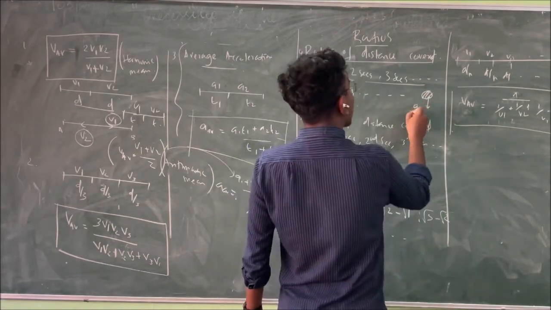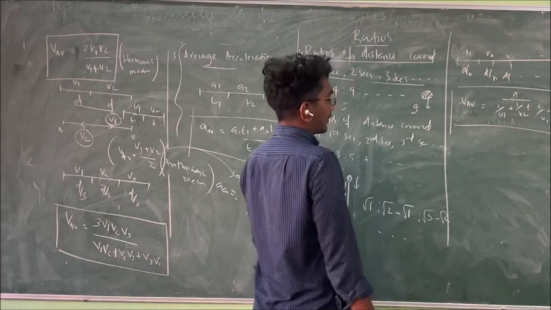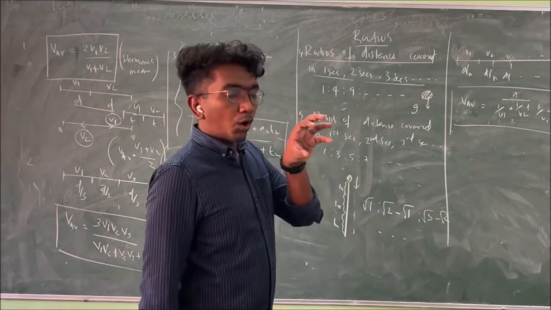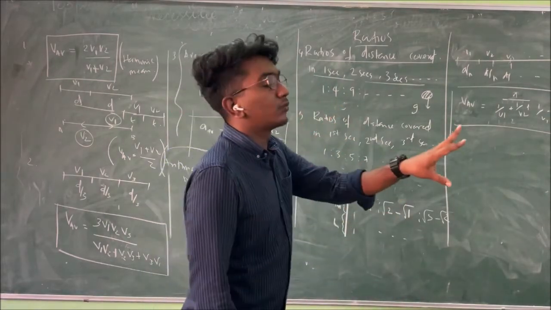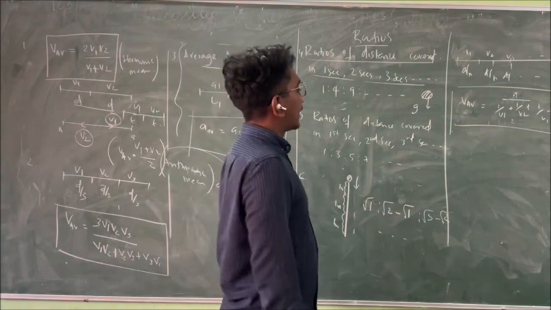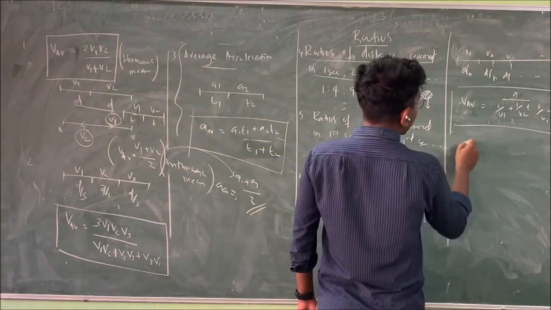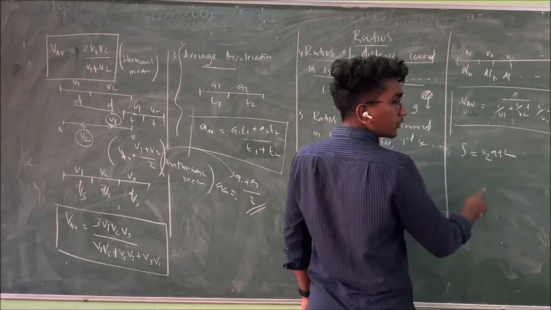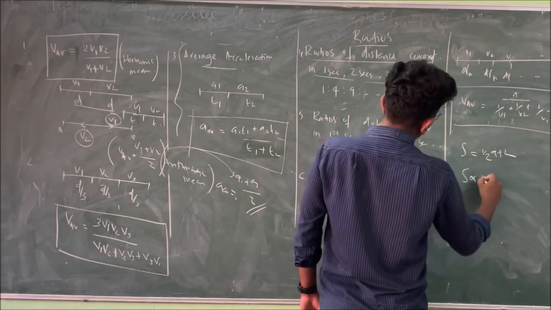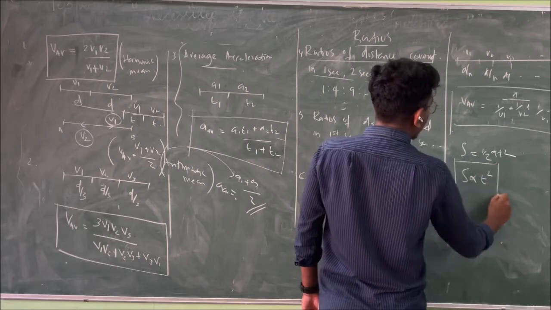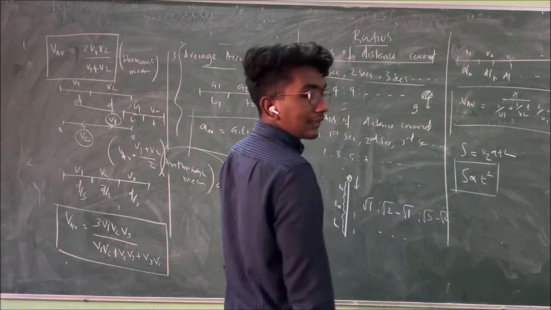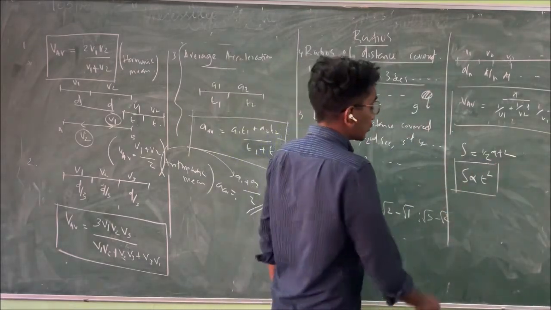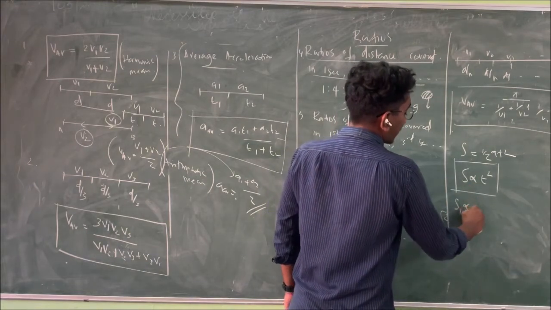And with the constant acceleration g or a, it could be a body starting from rest and moving with a constant acceleration. And you know that here distance s is equal to half a t square, because u is 0. s is proportional to t square. Very, very important.